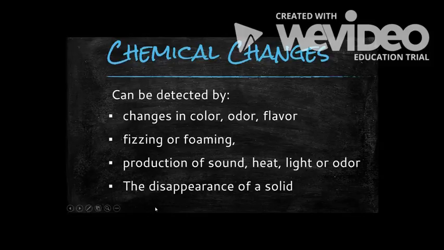Okay, last here is the disappearance of a solid. So if the solid disappears, there's a chance that it's a chemical change. Now, if it's just changing state, then it's not really disappearing. It's just becoming a liquid or a gas. But if the solid disappears altogether, that may indicate that a chemical change is taking place.